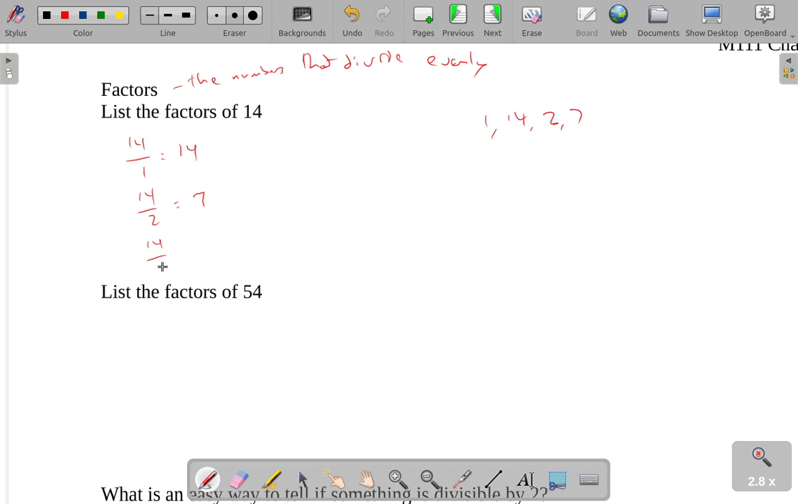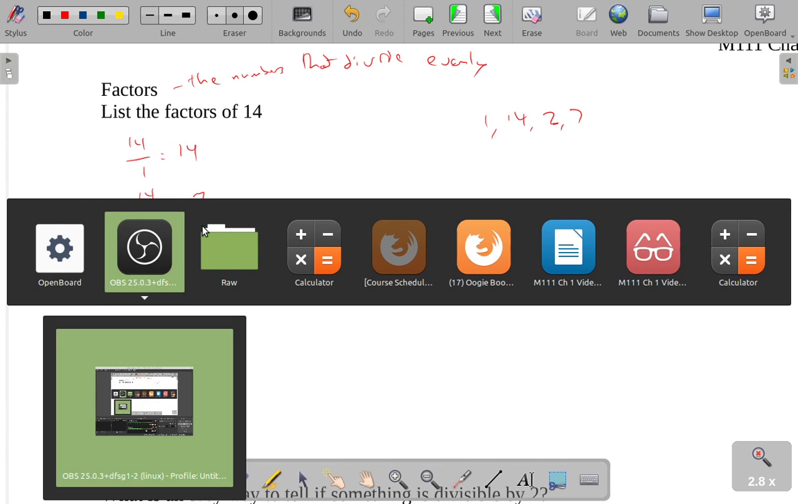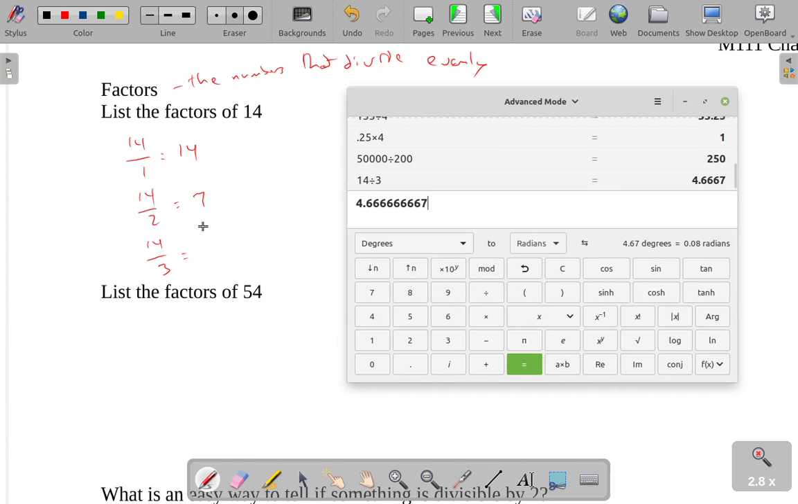If I was to try 14 divided by 3, well, this one doesn't come out nicely. You can see it doesn't divide evenly. So therefore, 3 is not a factor. If I was to do 14 divided by 4, again, it doesn't come out evenly. Divided by 5, divided by 6, that doesn't come out evenly. And I'm up to 14 divided by 7. I could go on checking, what about 8, 9, 10, 11, 12, 13. Numbers that are bigger than 14 certainly aren't going to divide evenly into 14.